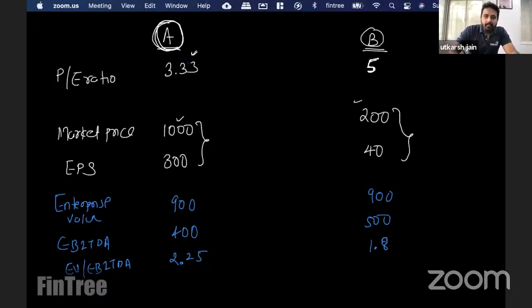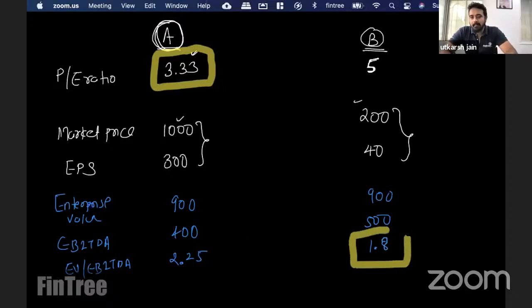Now, on a P/E basis, you would have selected A, but on an EV by EBITDA basis, you would probably select B, right? Because that is the right set of comparison. If you're going to compare enterprise value, then see enterprise value with EBITDA rather than looking at net profit.